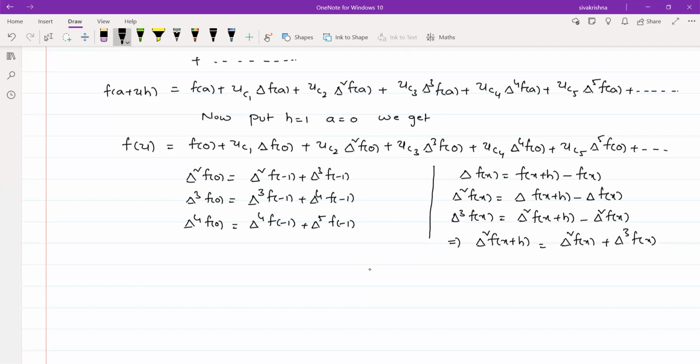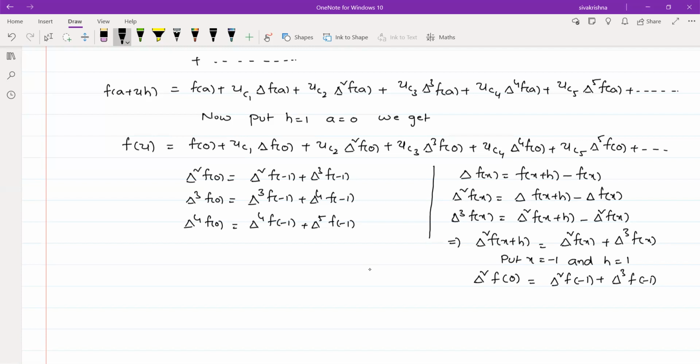Okay, so in this equation we have to put x is equal to minus 1 and h is equal to 1. Then we get delta square f of, so x is minus 1 and h is 1, then we get 0. So if we put x as minus 1 and h as 1, then we get 0. Okay, delta square f of 0 is equal to delta square f of minus 1 plus delta cube f of minus 1. So the value of delta square f of 0 can be written as delta square f of minus 1 plus delta cube f of minus 1. That is what I have written here.